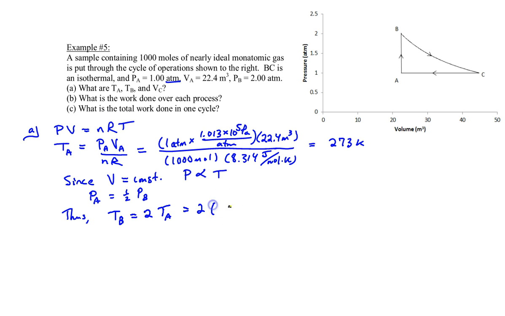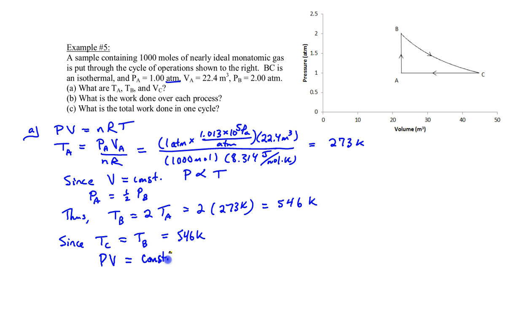So that will be 2 times 273 Kelvin, which gives you a temperature of 546 Kelvin. Then next we have the temperature at C. Hopefully you realize that it'll be the same as the temperature at B, which we've just established as 546 Kelvin. As you go along process B to C, this is an isothermal process, hence the temperatures are the same, and therefore the product of the pressure times the volume is constant in this case.